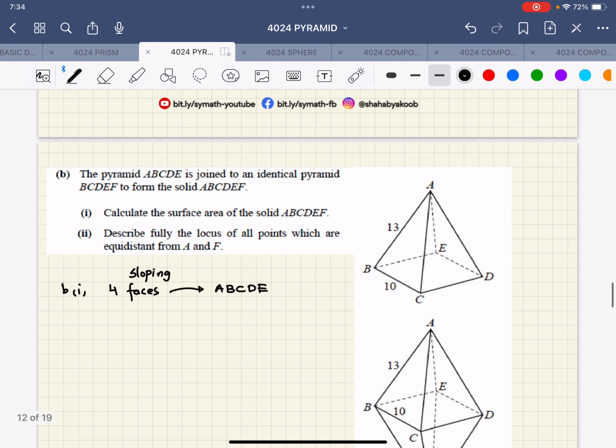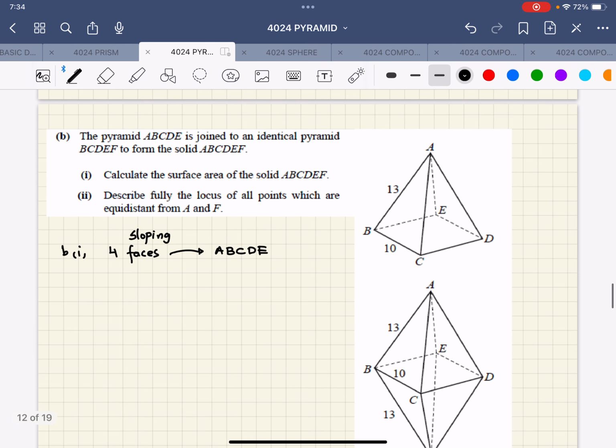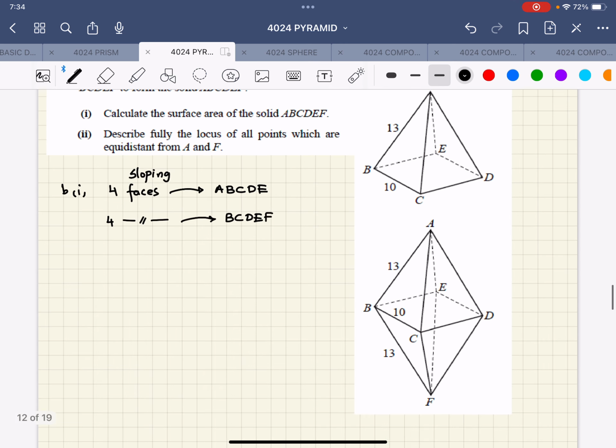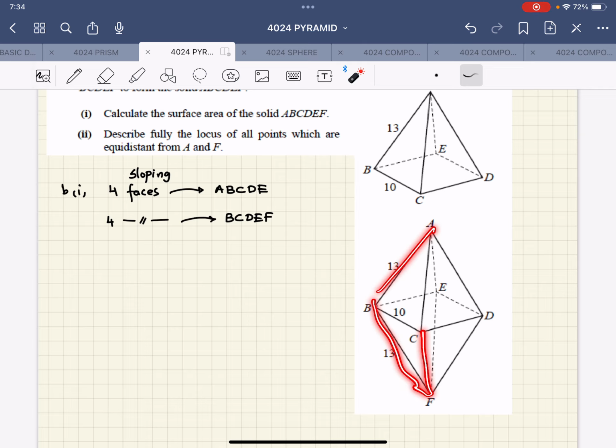And when we talk about the other one, that is BCDEF, 4 sloping faces for the same. When these two are joined, what is ignored? That is this thing, because it's no more a face. And this is like this figure. So there are 2 faces, and 2 faces, and 2 faces, and 2 faces. So there are 8 faces altogether.